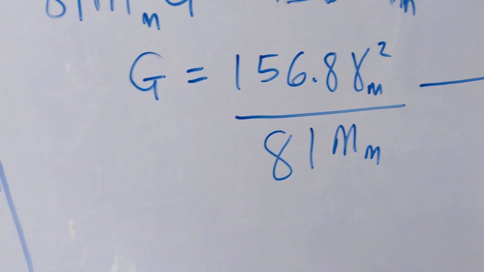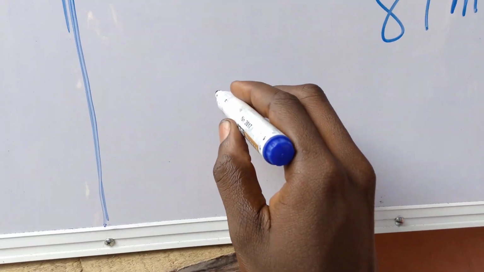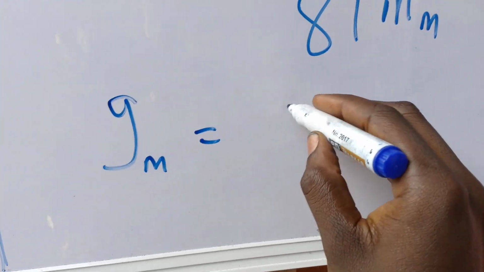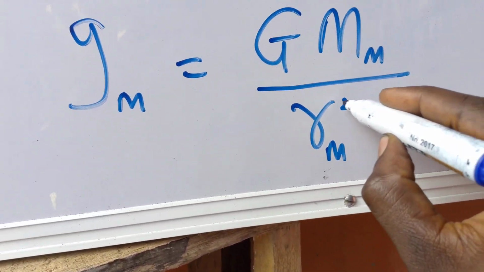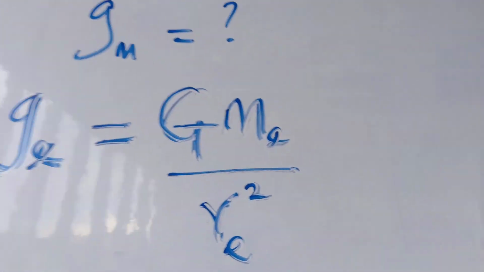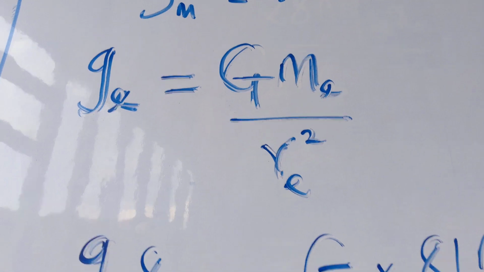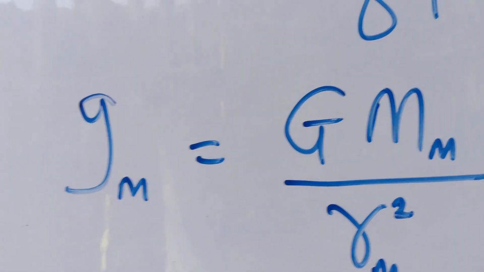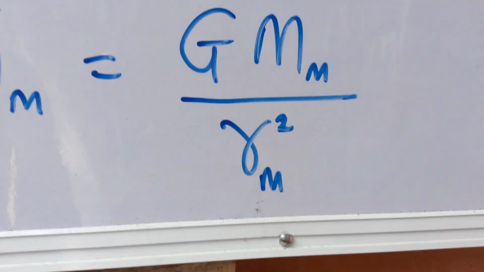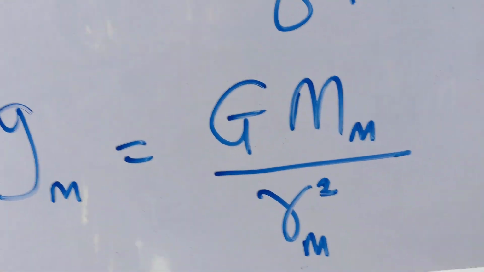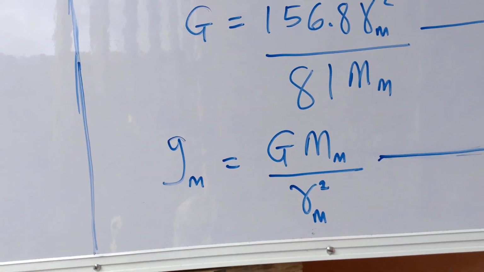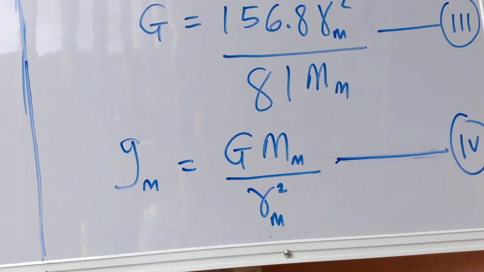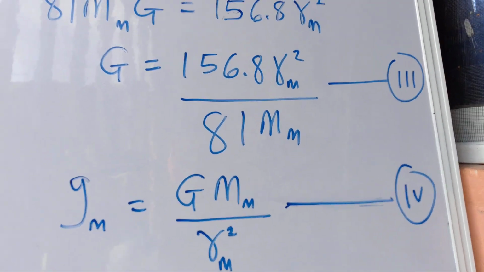Now also recall that the acceleration due to gravity on the moon is capital G mm over rm square. If the acceleration due to gravity on the Earth's surface is given by the formula capital G me over re square, then the acceleration due to gravity on the moon will be capital G mm over rm square. I can call that equation 4. So what do you think?